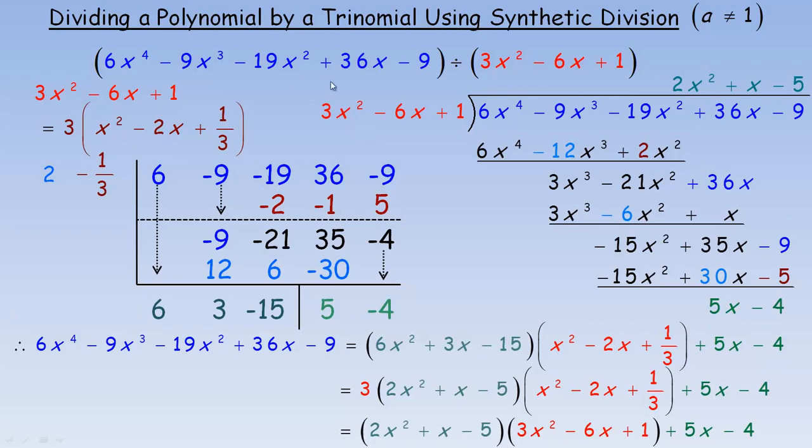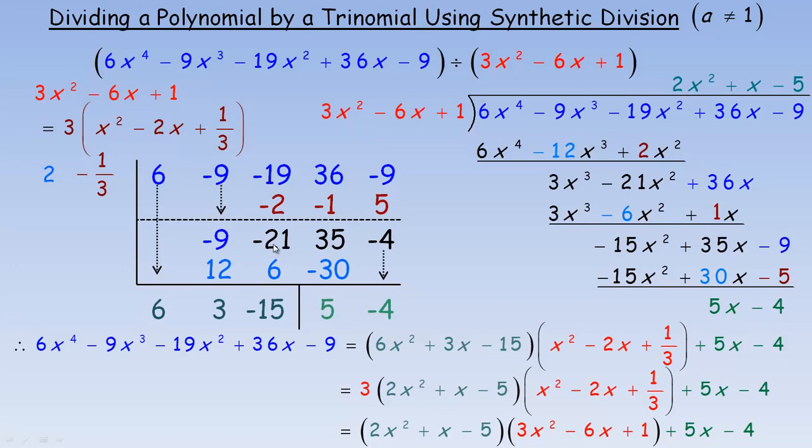So notice that this is the same trinomial as here. 3x squared minus 6x plus 1, same as what's here. There's a lot of parallels between the long division and synthetic division. So for example, and I'll bring this 1 in here. This is actually an x here, but I'm going to put a 1 beside it just so I can emphasize these numbers. So for example, the negative 2, negative 1, and 5, the opposites of those are these 3 coefficients here. The 12, 6, negative 30, the opposites are those coefficients right there.